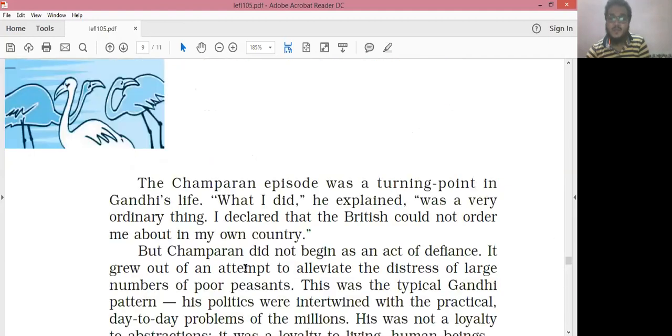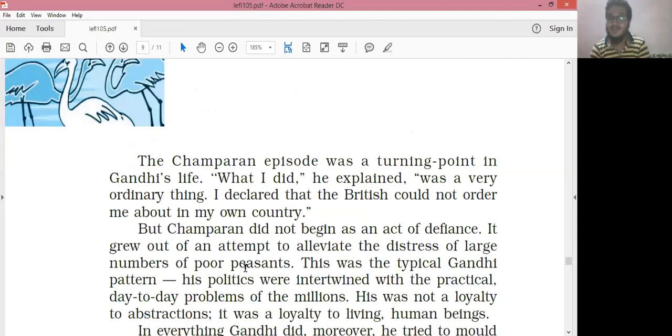The Champaran episode was a turning point in Gandhiji's life. It was a turning point. It was the beginning of the revolt against the Britishers. "What I did," he explained, "was a very ordinary thing." See, this is not an ordinary man doing something ordinary. This is an extraordinary man doing something ordinary, in an extraordinary way. He's answering that it's a very ordinary thing. I have done nothing. See the attitude.